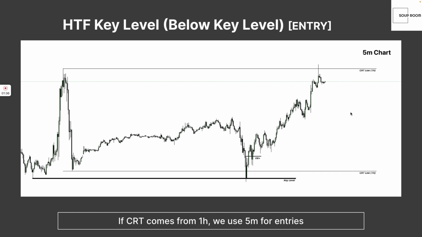So let's look down to the 5-minute chart for entries. Why? Because the CRT comes from the 1 hour. So if your CRT range is on the 1 hour chart, we're going to use the 5-minute chart for our entries. Write this down.